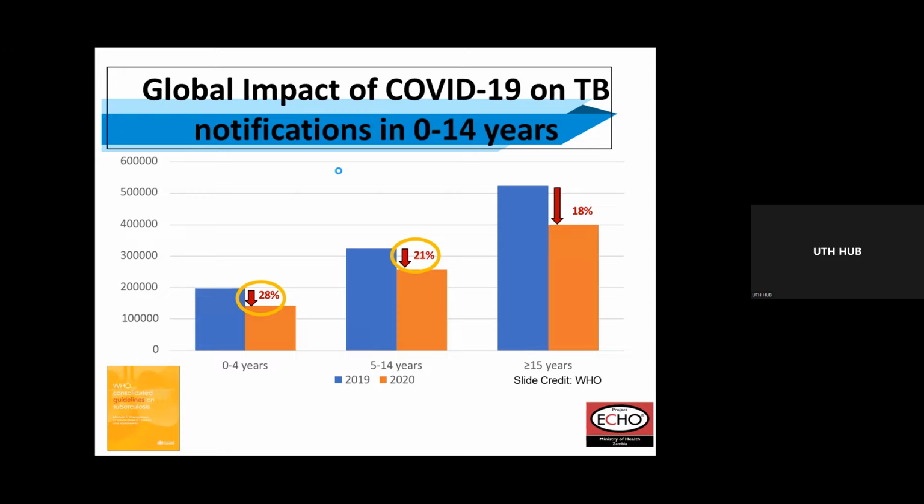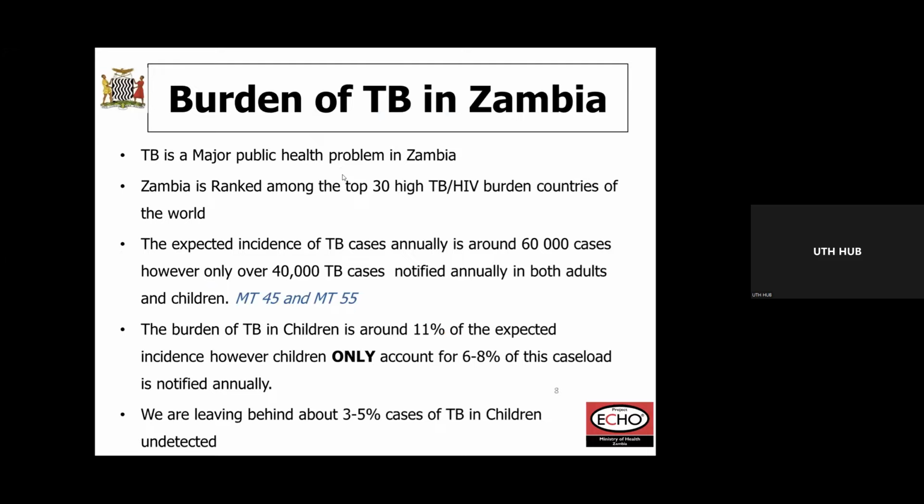I'll tell you that Zambia is among the few countries that have actually sustained or even increased the number of notifications. And I think this has been due to several interventions that have been put in place. Those of us that know the MT45 and the MT55 campaigns that have been done in this period, they've helped us meet this gap and sustain the gains that we had made. So let's just now come back and look at what we have at the local level. I know I've spoken too much. I think we'll have a poll question in the next slide.